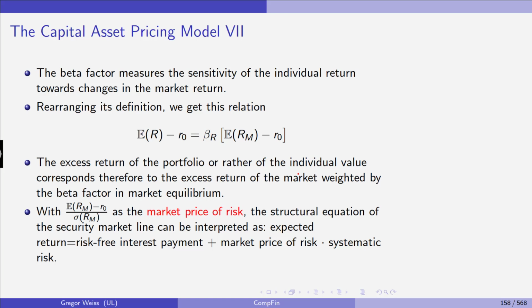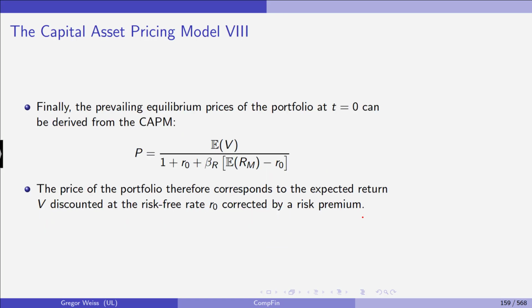If we rearrange this definition, we get the following relation. The excess return on the portfolio or the individual value corresponds to the excess return of the market weighted by the beta factor. And with the excess return divided by the risk of the market portfolio being the market price of risk, this equation of the security market line can be interpreted as follows. Expected return equals the risk-free return plus the market price of risk times systematic risk. So that's one result here.